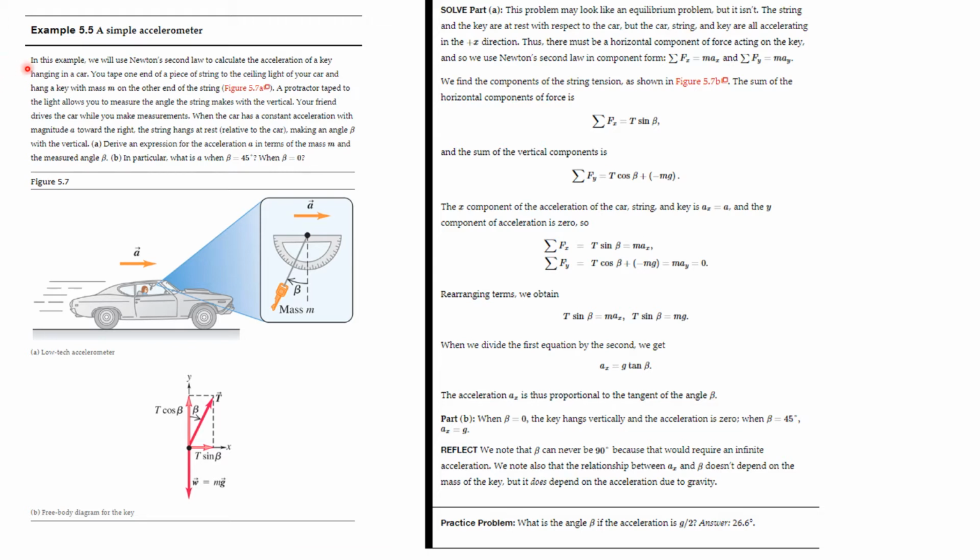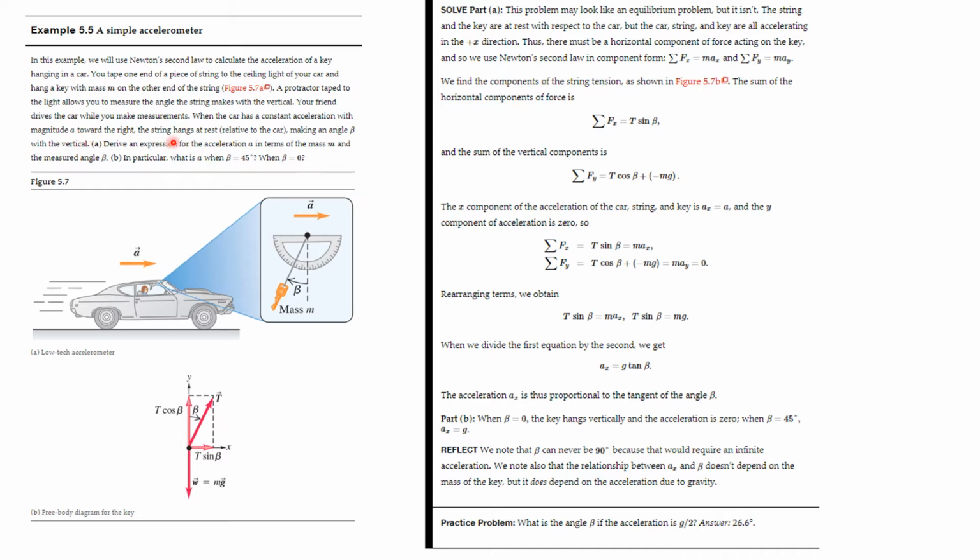So in this example, we're going to use Newton's second law to calculate the acceleration of a key hanging in a car. You tape one end of a piece of string to the ceiling light of your car and hang a key with mass m on the other end. A protractor is taped to the light, and this allows you to measure the angle the string makes with the vertical. Your friend drives the car with a constant acceleration, a, with a magnitude to the right.